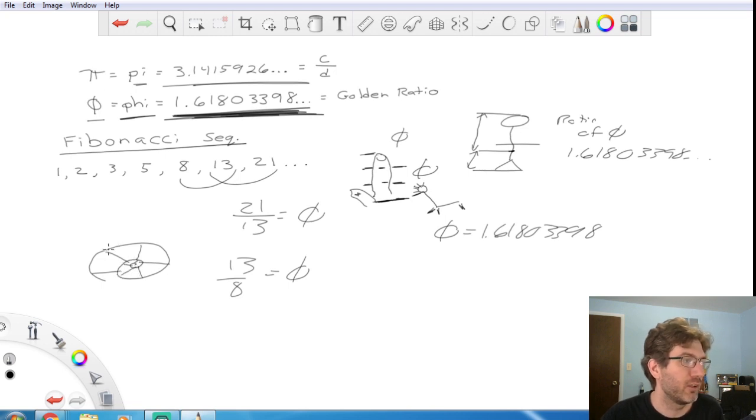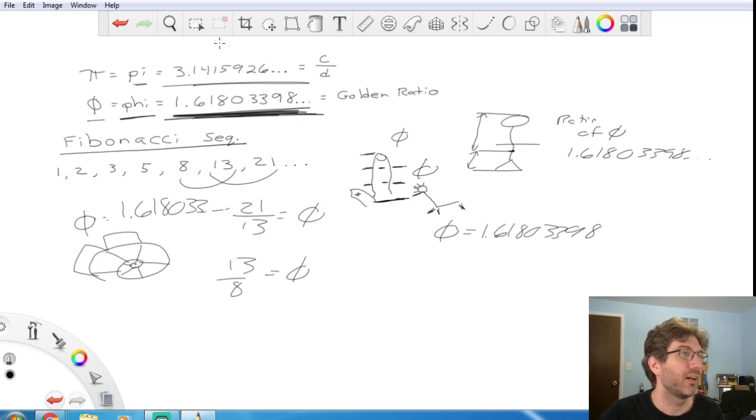And the ratio of the sections next to each other, so this section compared to this section here, that ratio is also phi. So it will always come out to be that 1.618033 whatever. No, Catherine, you don't need to write it down.